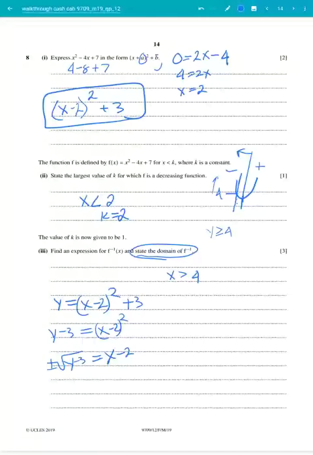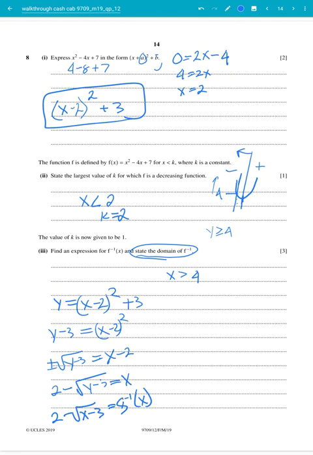Now you have to determine, are you going to be the positive one or the negative one? Given where the domain is, since we're on the decreasing side, I know we're going to be the negative solution. So it's going to be 2 minus the square root of y minus 3 equals x. So then 2 minus the square root of x minus 3 equals f inverse of x. So there we go. And then x greater than 4, which is indeed what they were looking for.